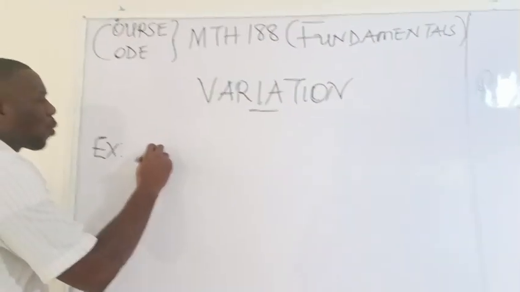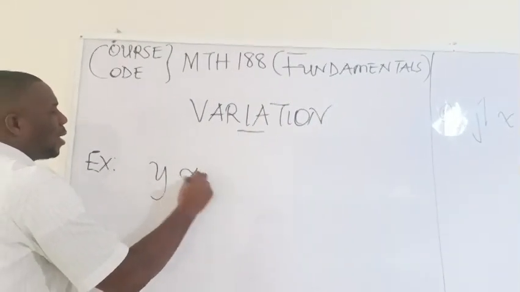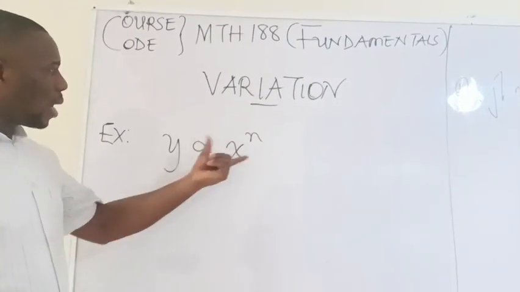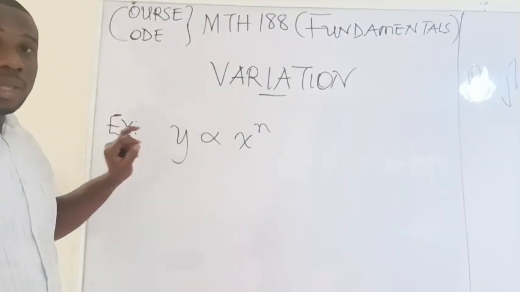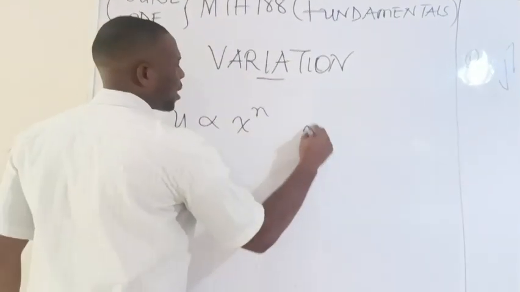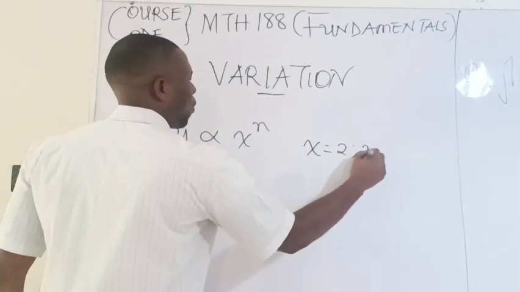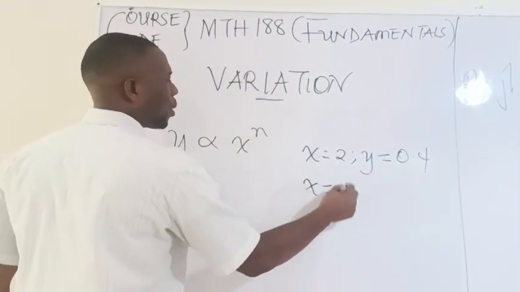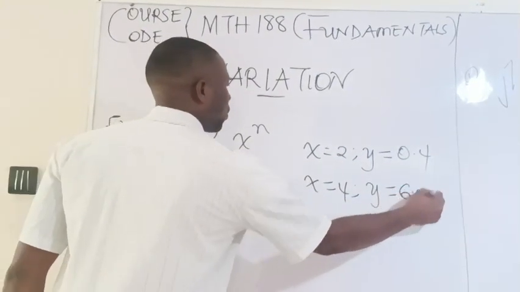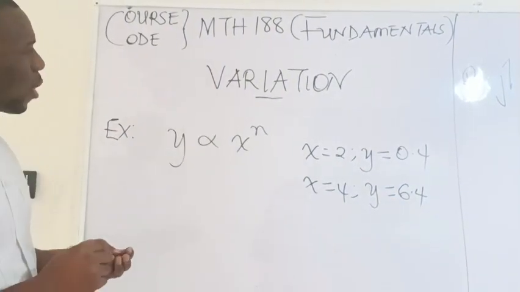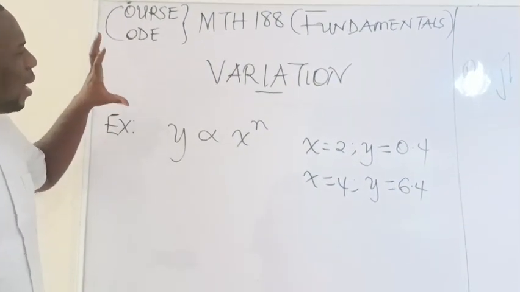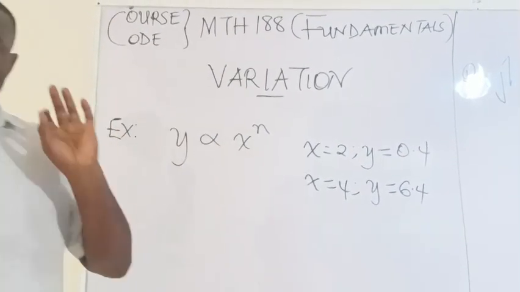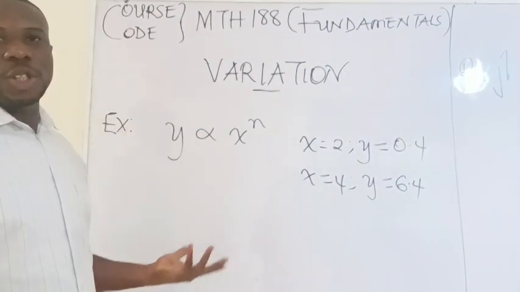Let's take, for instance, that quantity y varies directly as x raised to a certain power. And I'll give you a pair of values for quantities x and y. So let's take, for instance, when x is 2, we have it that y is 0.4. And let's also see when x is 4, we have it that y is 6.4. So the question is this: I want to express the relation between x and y with a formula or a function, as you like.